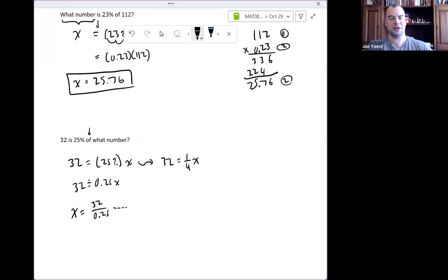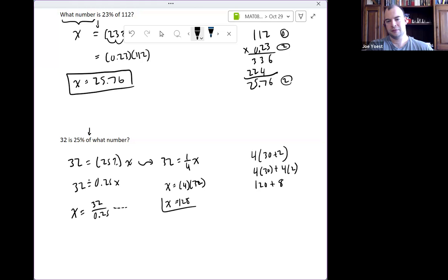I can actually see that I can just do an equation solving step here, multiply both sides by 4. So x is 4 times 32. And 4 times 30 plus 2 is 4 times 30 plus 4 times 2 with the distributive law, or 120 plus 8. I can get my answer a whole lot quicker this way than doing 3,200 divided by 25 in long division. If you didn't see that and you went the long division route, it wouldn't take too terribly long. It would just be a bit more work.